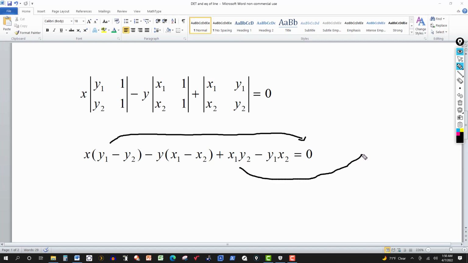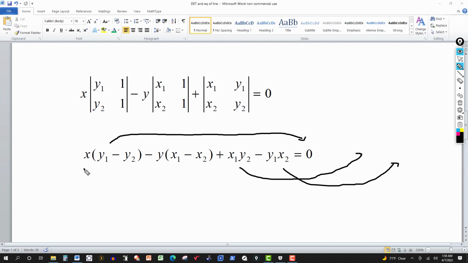This I'm going to take over to this side. This one I'm going to take over to this side. I'm just bringing it over, so it's like adding the opposite to both sides. So that becomes a minus x1 y2 over here. This is minus. When I bring it over, it's like adding the opposite here, so I'm adding a plus. Over here becomes plus. So that's going to make it y1 x2 over here.